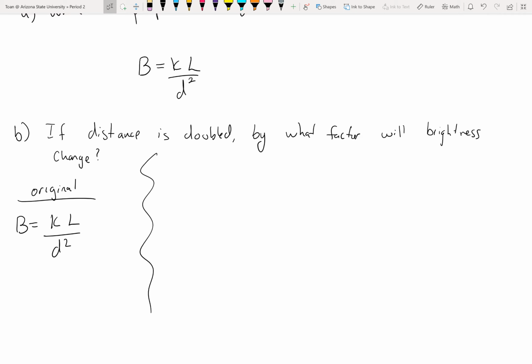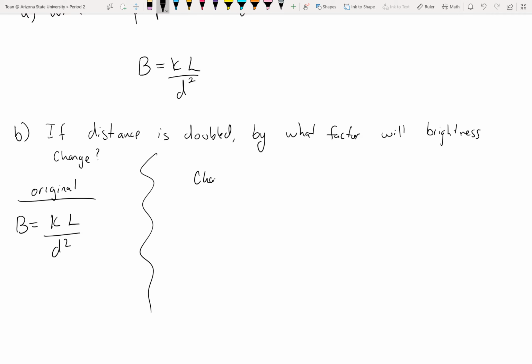If what is doubled? Distance. Now mathematically, if my original distance is D, how do I write that D has doubled? 2D. Everyone okay with it being 2D? So what you're going to do is take the equation, but change the D into 2D. You're going to change it into whatever they tell you to do.